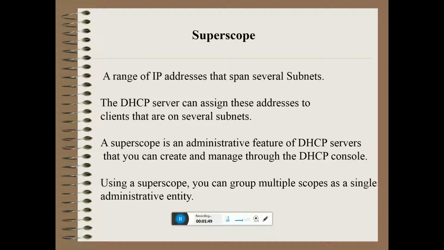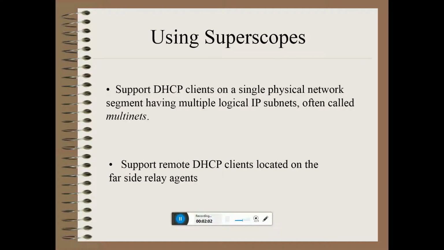The superscope is an administrative feature of DHCP servers that you can create and manage through the DHCP console. Using a superscope, you can group multiple scopes as a single administrative entity. Using superscopes, DHCP clients on a single physical network segment can have multiple logical IP addresses.